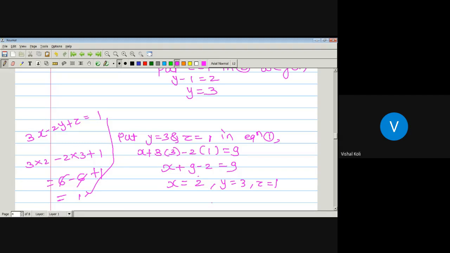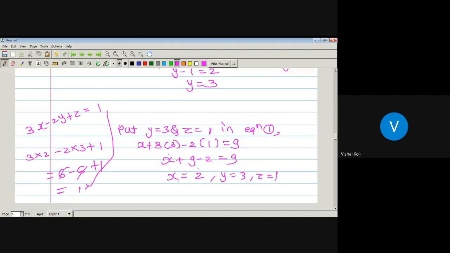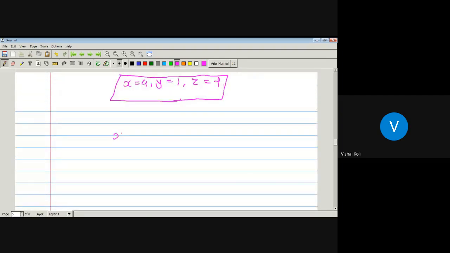And for these values, the second one is also true. The second equation is x + 3y - 2z = 9. We have to show this. So consider x + 3y - 2z. x is 2, plus 3 into y, 3 into 3 is 9, minus 2 into z, which is minus 2, and 2 minus 2 get cancelled, which is equal to 9. So the second one is also true.